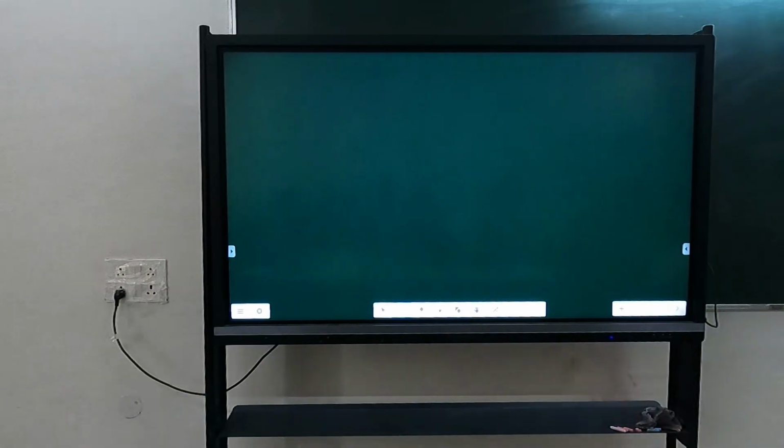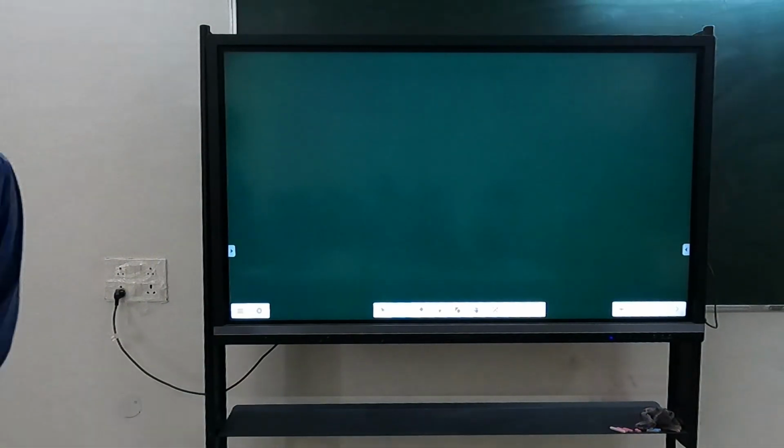Otherwise, if both spans are not equal, then what do we have to do? We have to use compatibility. I will give you an example of that also. When you have unequal spans, how do you solve it? In that case, you will require compatibility. You have to use compatibility.